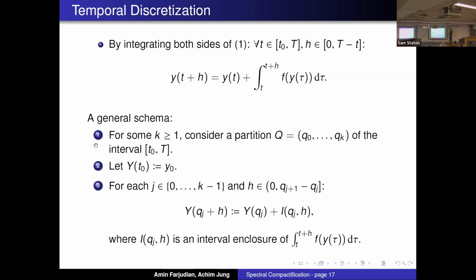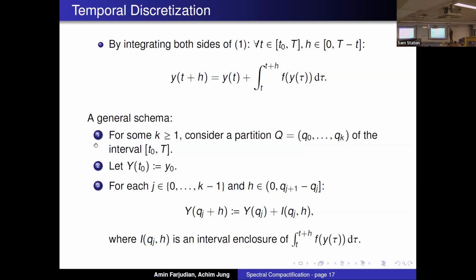So imagine you take a partition of the lifetime t0 to t, and then at point t0, we know the solution. After that, if you want to go from any one of these qj's to qj plus 1, you've got to go by this relationship where this I is an interval enclosure of the integral factor right up there. Okay, so you take a conservative enclosure of solutions and just go forward.